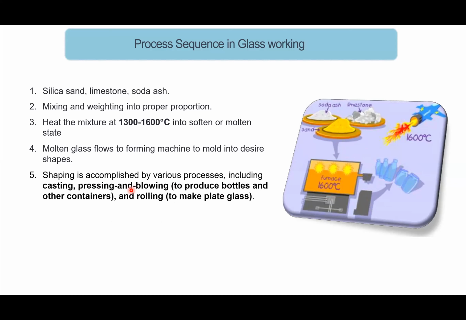In the case of shaping, there are some processes involved, like casting, pressing and blowing. I'll talk about all of this, used to produce bottles and containers, and rolling to make plate glasses.